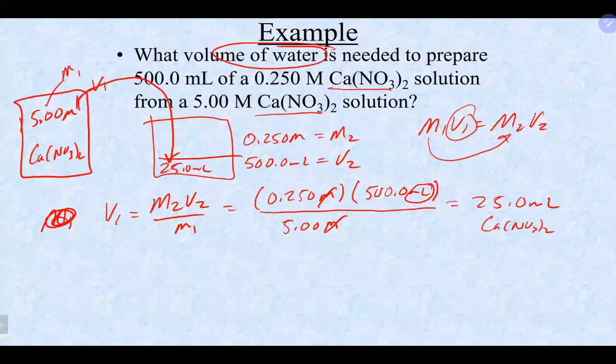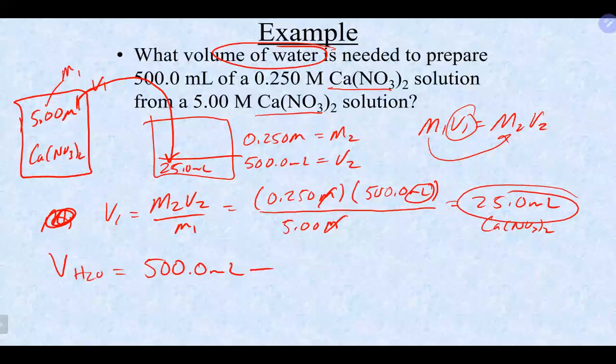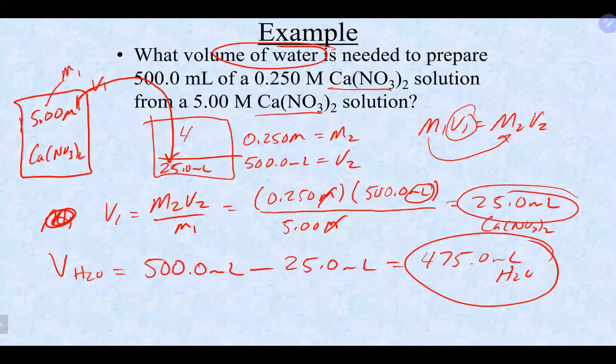So this is a case where we can figure out the volume of the water by taking the total volume, which was 500 milliliters in this case, minus how much we already put in there, which was 25 milliliters. And that will get us something like 475 milliliters of water would need to be added. So we'll top this off with 475 milliliters of water. Again, give it a mix and a shake, and we should end up with a solution that has that concentration and that volume. Any questions on that now?